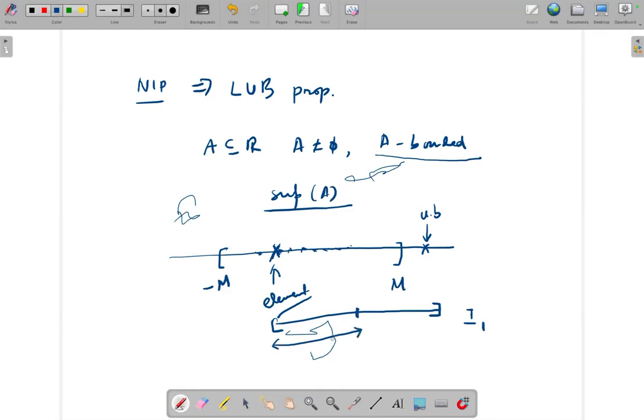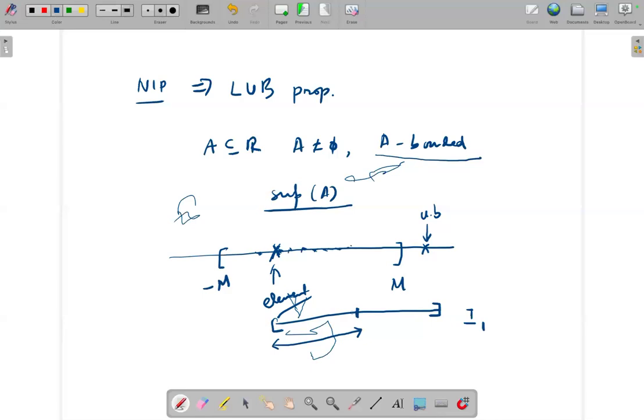So let me repeat how I have considered my first closed interval. I1 is considered as starting with some element of A and some upper bound. Both exist: an element exists because A is non-empty, and an upper bound exists because A is bounded. So that means I have a closed and bounded interval.